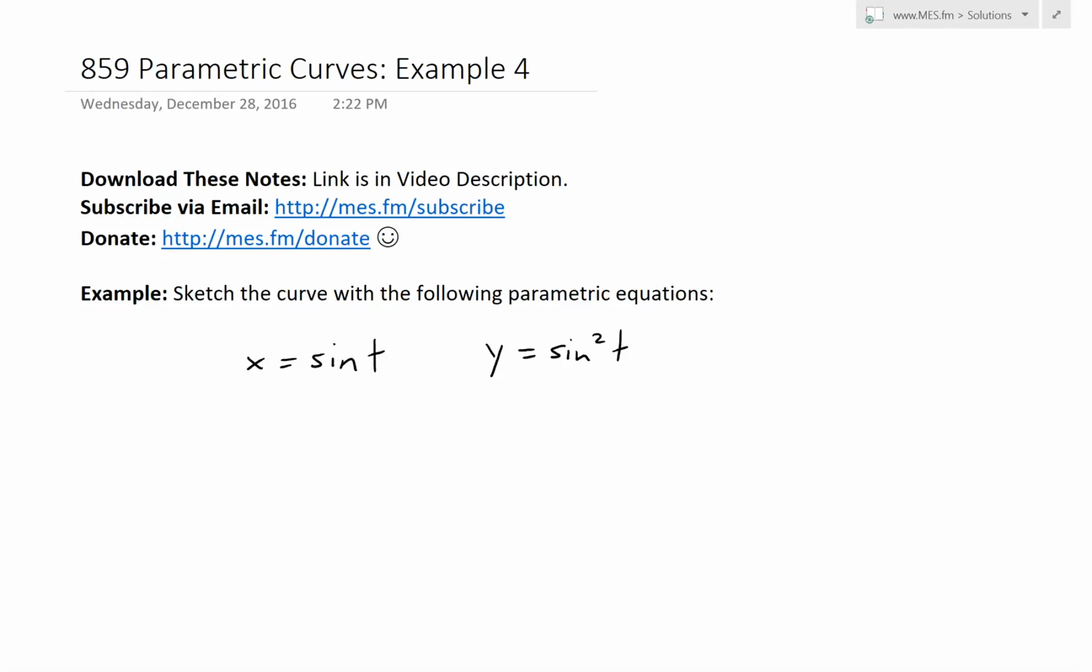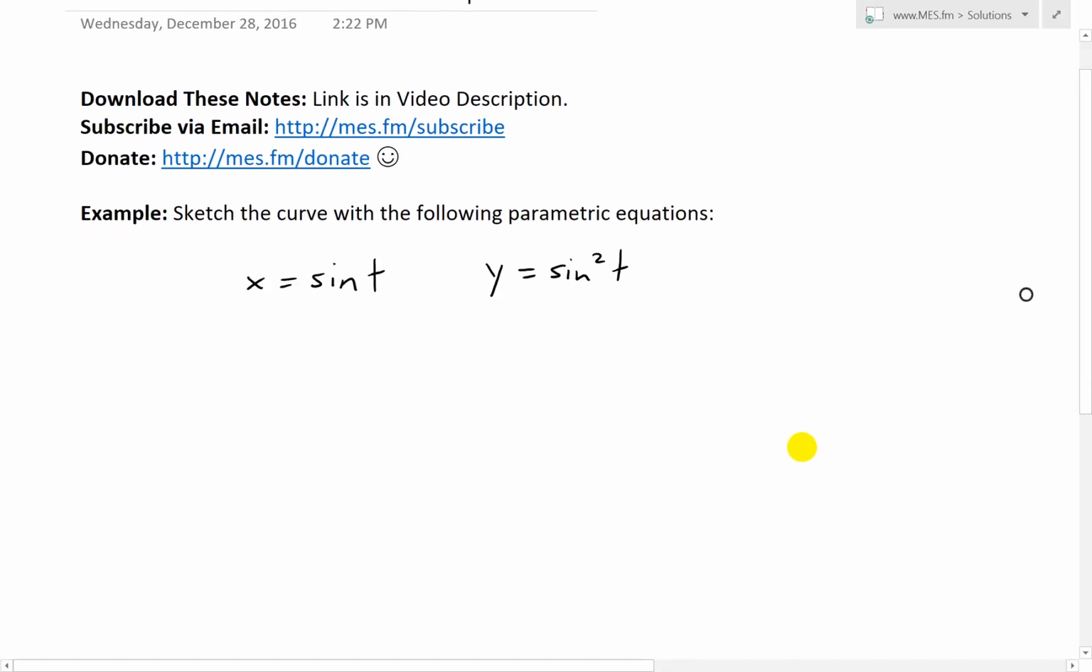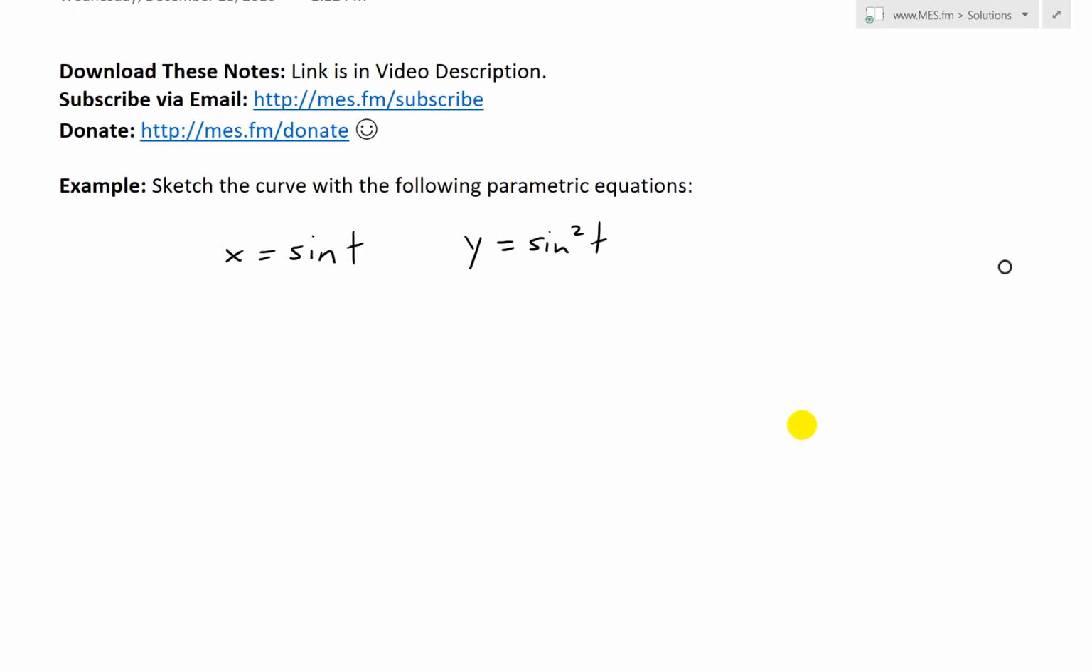Today we're going to discuss further into parametric curves and look at example 4 of the example series and solve this example, which states: sketch the curve with the following parametric equations, and this time we have x equals sine t and y equals sine squared t.